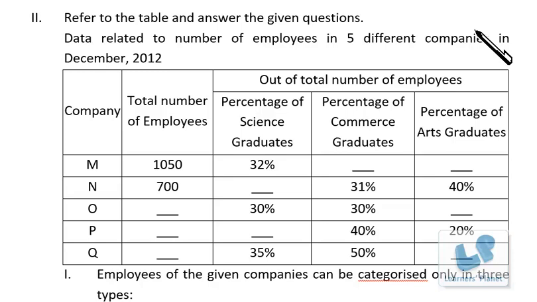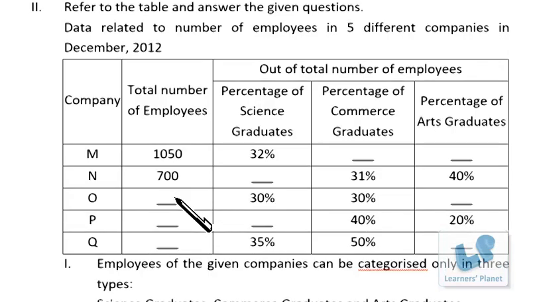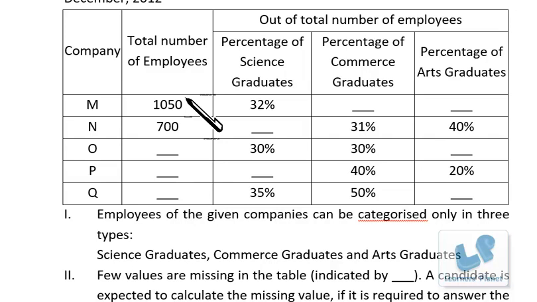Data related to the number of employees in 5 different companies in December 2012. Companies M, N, O, P, Q, 5 companies are there. Total number of employees, and out of the total number of employees, percentage of science graduate, percentage of commerce graduate, and percentage of arts graduate. Some data are missing. So let's go to the question.